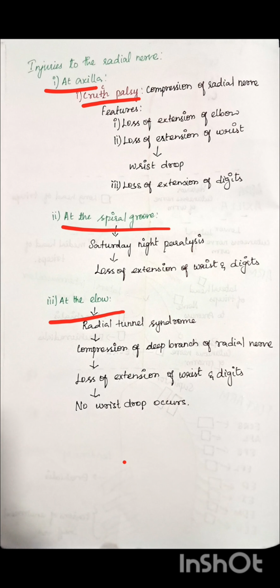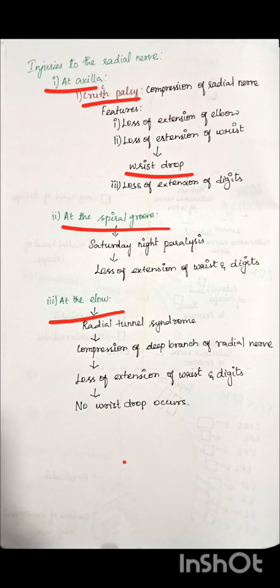So there is loss of extension. As we know, the radial nerve mostly supplies the extensor muscles, so extension of all the joints will be lost. The features are loss of extension of the elbow joint, loss of extension of the wrist, which leads to wrist drop, and loss of extension of the digits. So these are the clinical features of crutch palsy.